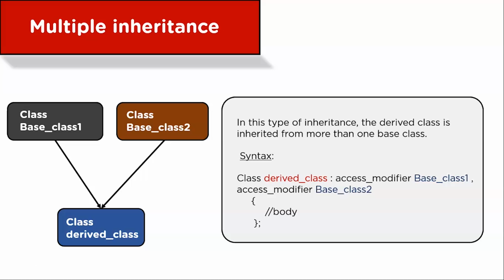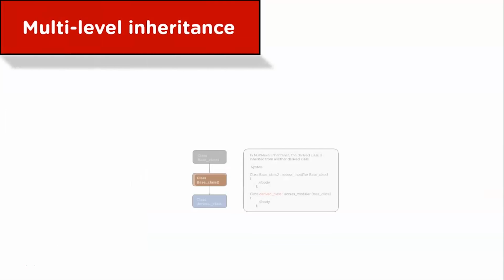The syntax for multiple inheritance is the class keyword with the name of the derived class, then the colon operator and an access modifier with the name of the base class, separated with a comma and the name of another base class. Here we have shown only two base classes, but we can have more than two depending upon our requirement.